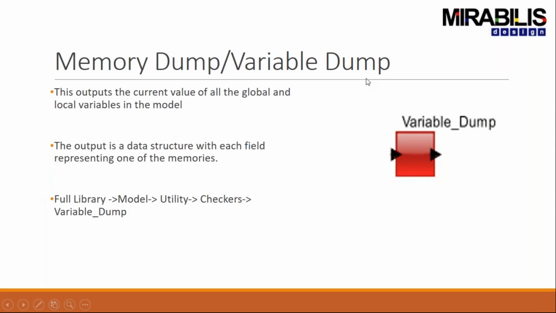The next feature is memory dump or variable dump. It is the block which is used to view the current value of global and local variables in the model that varies during the simulation. It gives the data structure as output with each field as a memory variable.